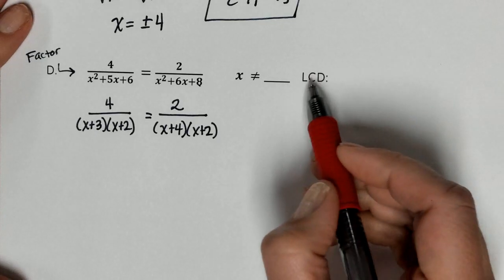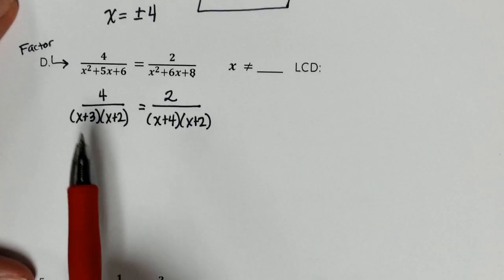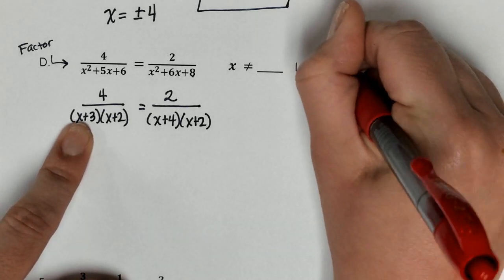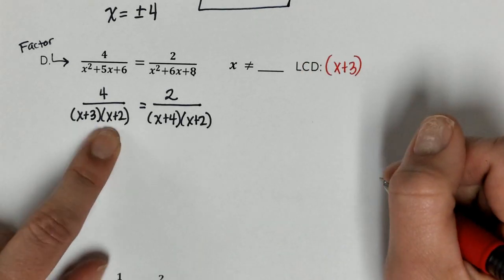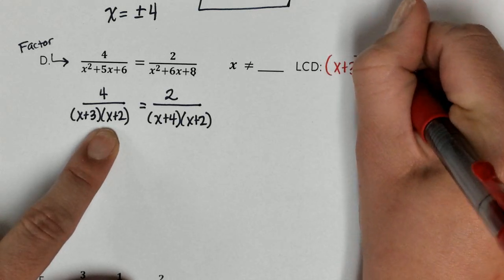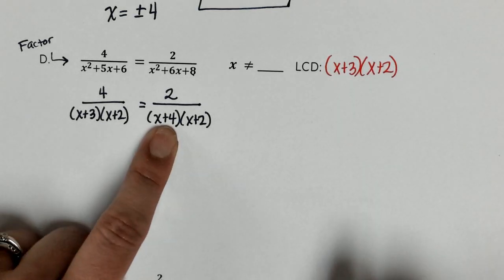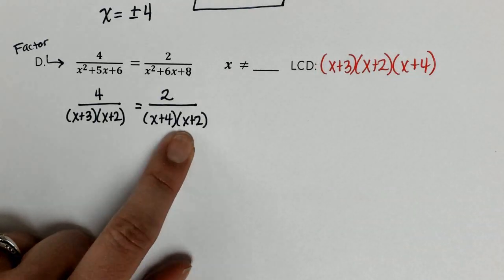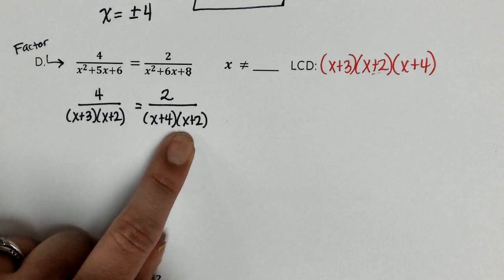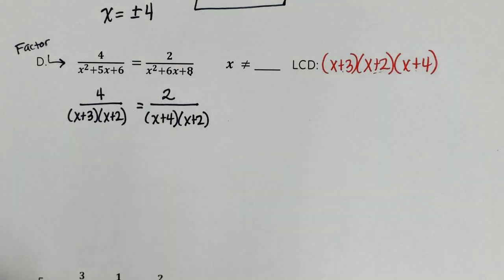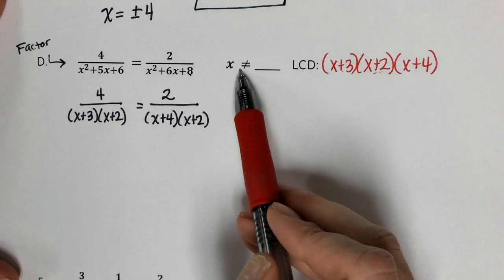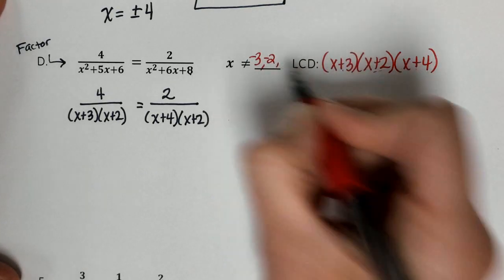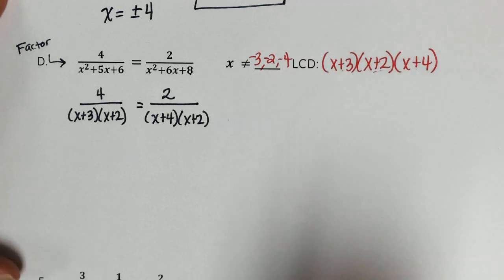Okay, what is my common denominator? I go looking at each factor in the denominator. So I need an x plus 3. I need an x plus 2. I need an x plus 4. And x plus 2, but I already have that. So I have 3 factors in my LCD, so I'm going to have 3 excluded values. So x can't equal negative 3, negative 2, or negative 4.